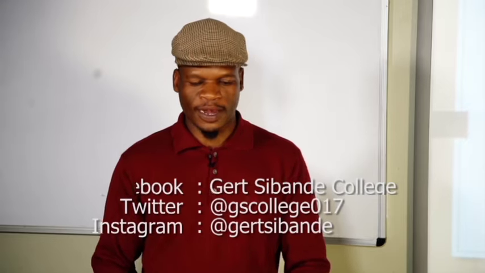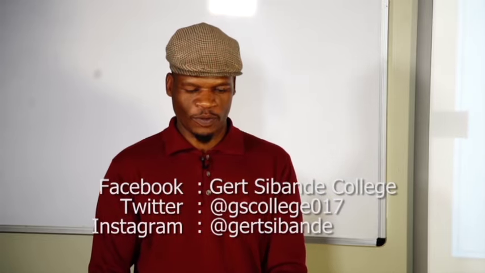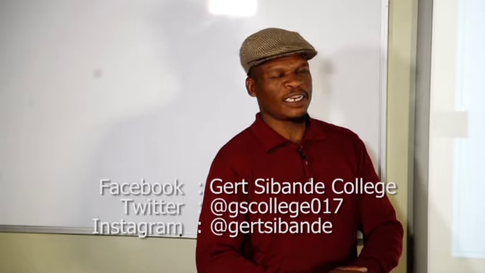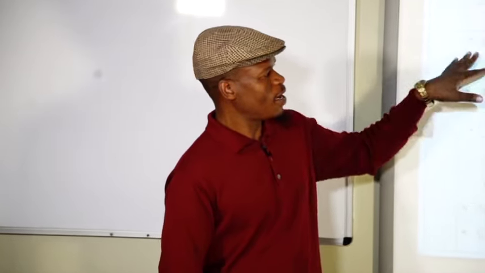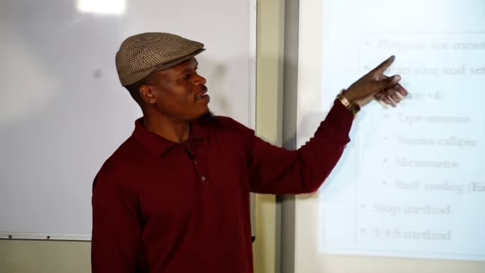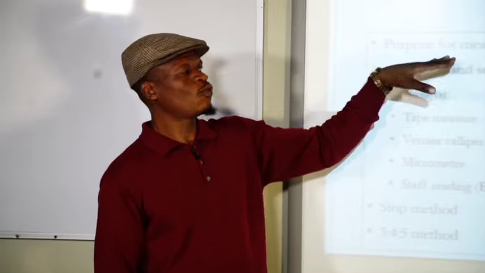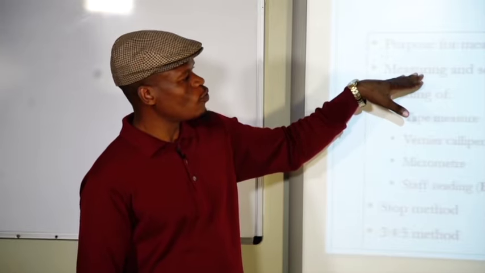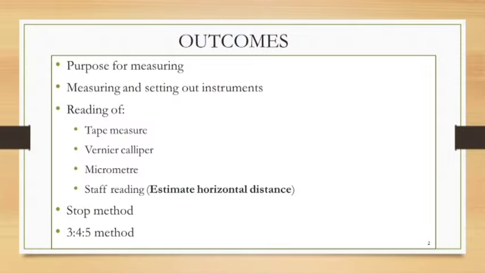Okay, students, as you have seen, we managed to cover all those outcomes that we said we were going to look at. At this point in time, we must be able to know why it is important for us to do the measuring, and you must also know exactly which tools or instruments are going to be used for measuring and for setting out. And you must be able to know how to separate them and also do the readings.